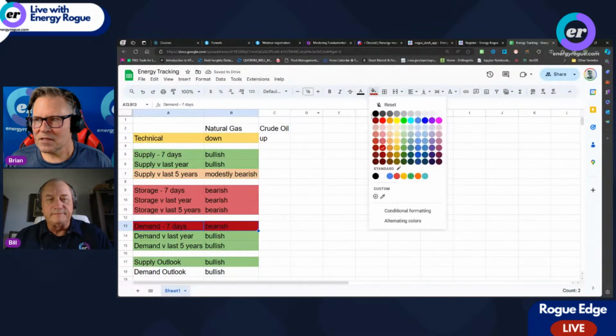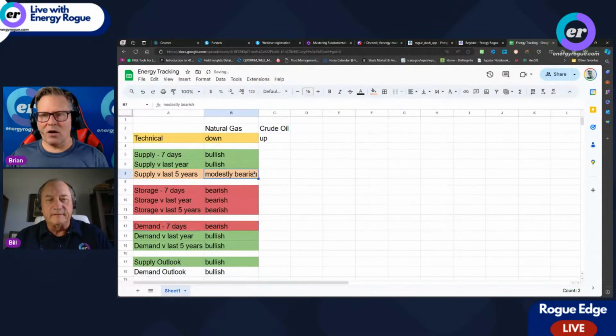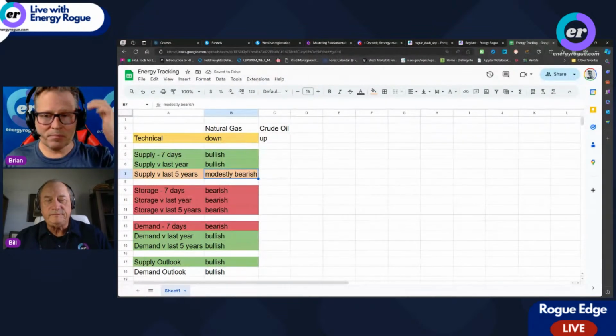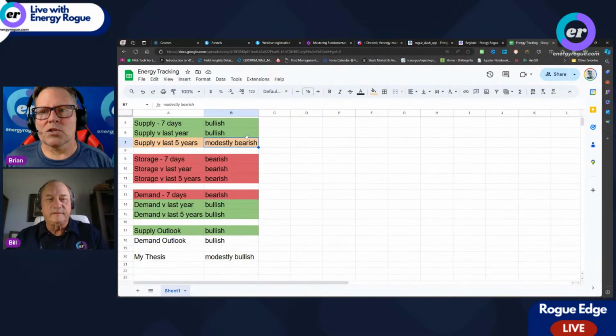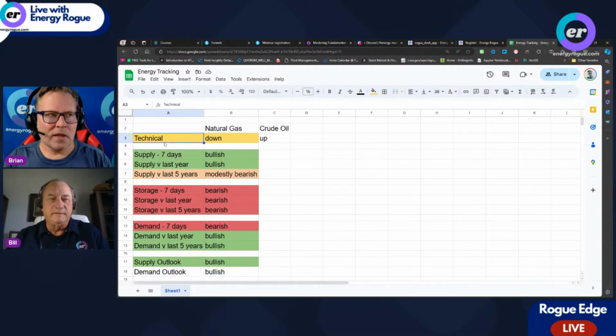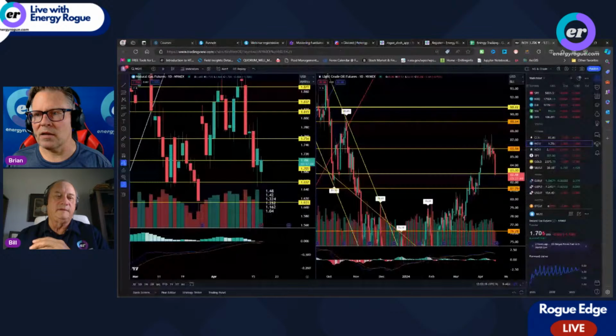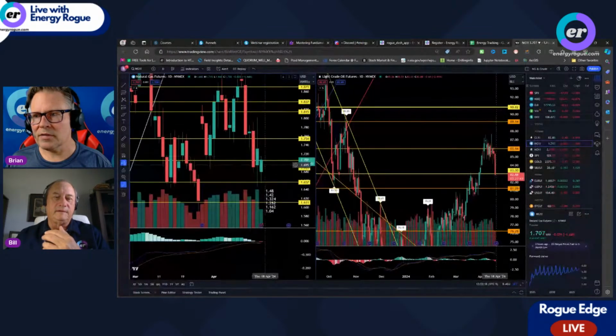So I was trying to make this the same color, and I'm going to automate this at some point, and this is going to show up on Rogue Premium. So when I think about how to approach the market, many people start, and I often start, in the same place: what is the price doing today? For example, we're right at this level.